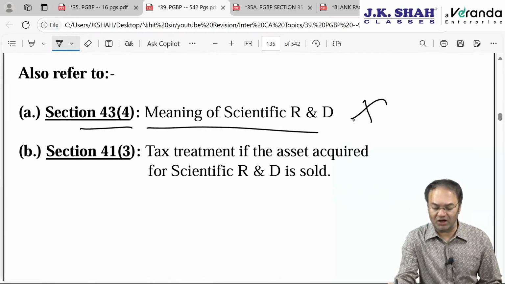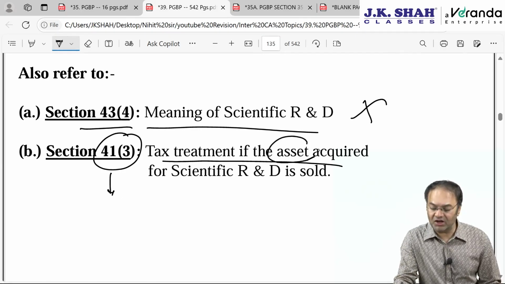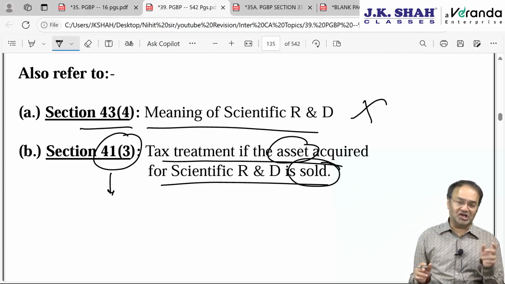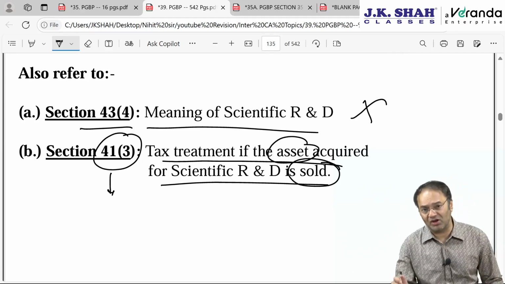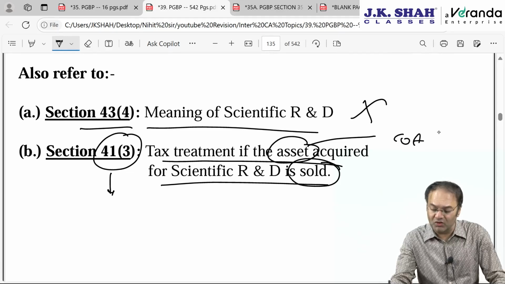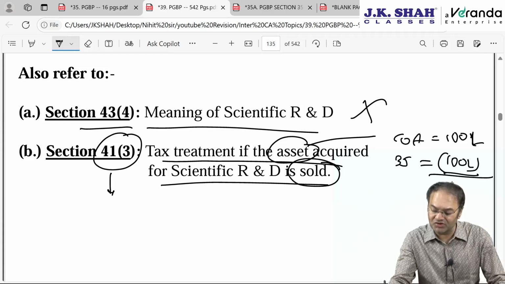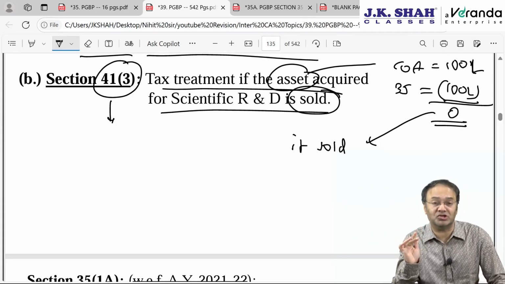43(4) is the meaning of scientific R&D, which is not to be seen, and 41(3), which we will be discussing later, deemed profit. If asset acquired for scientific R&D is sold, then just the way we discussed for SLM depreciation and we discussed for telecommunication license fees, spectrum fees, same way here also, the cost of acquisition must have become 0. You acquired it for 100 lakhs, but because of deduction under section 35 of 100 lakhs, the cost of acquisition of this asset becomes 0. And now when it is sold, if sold for even 1 rupee also, then there will be profit. Entire sale proceeds will become profit.